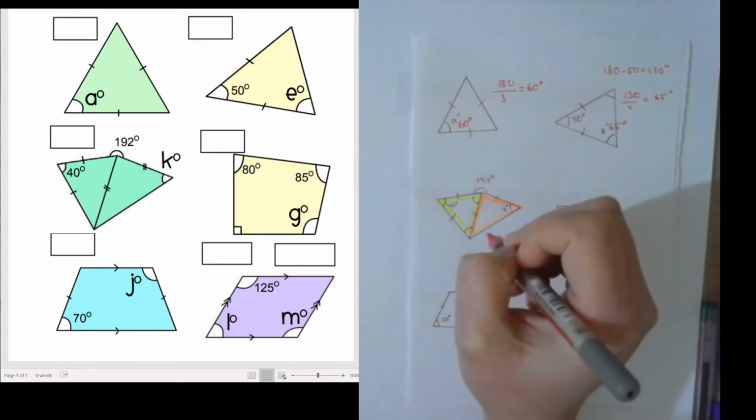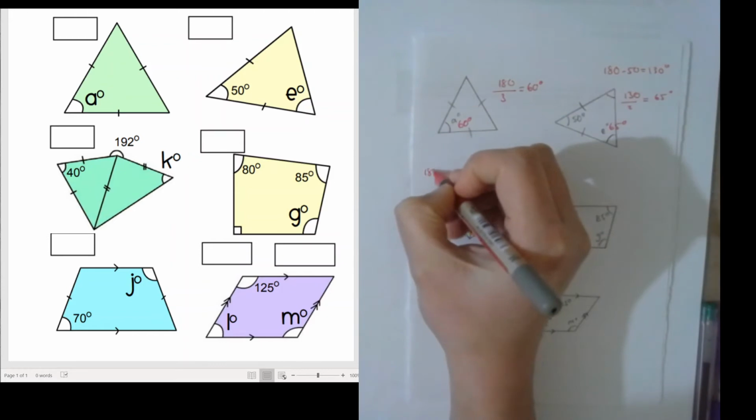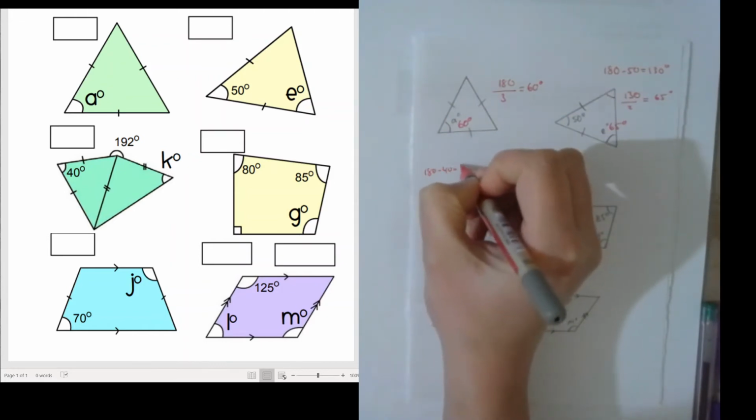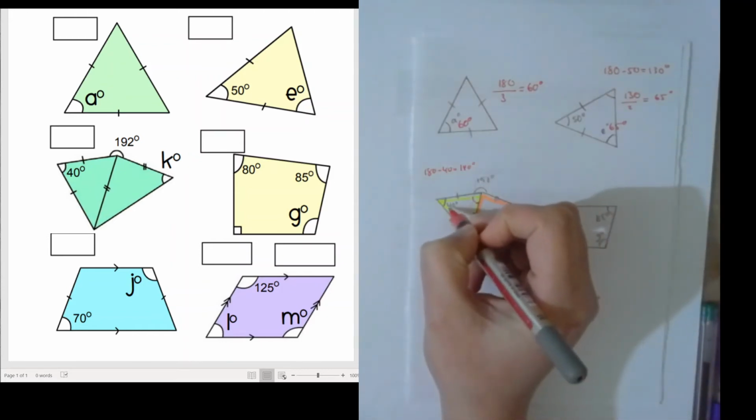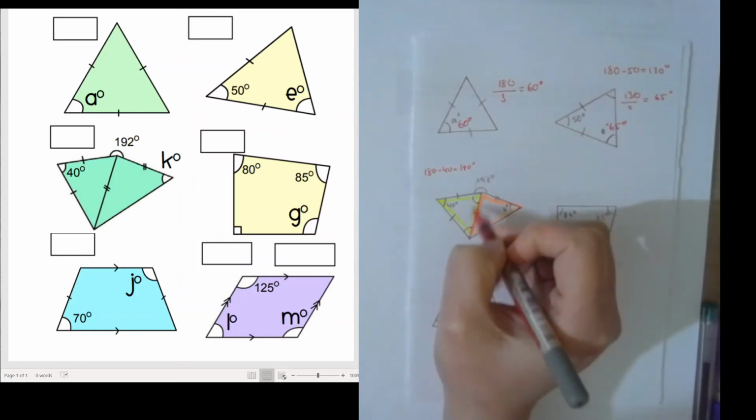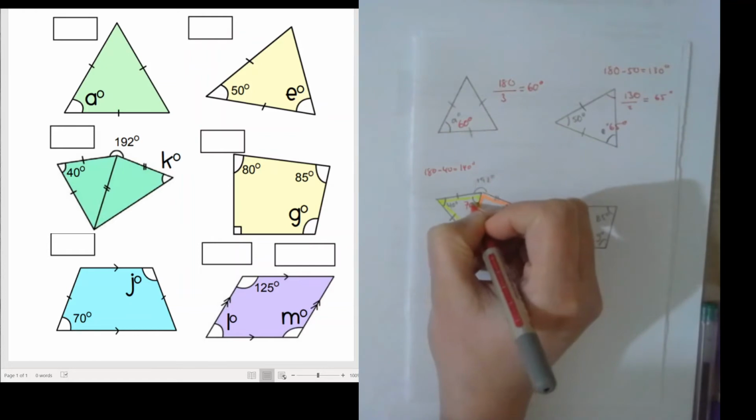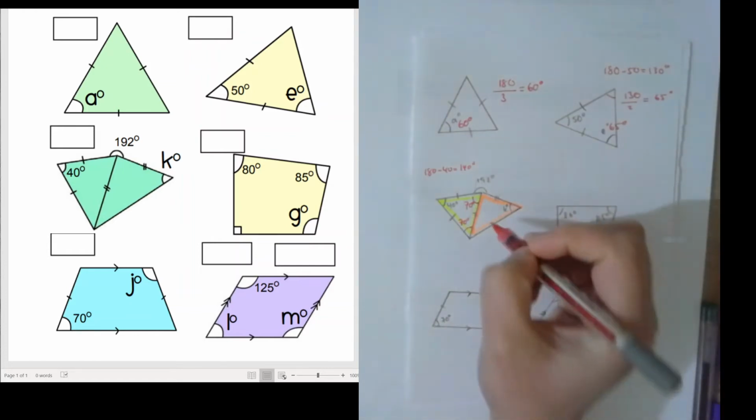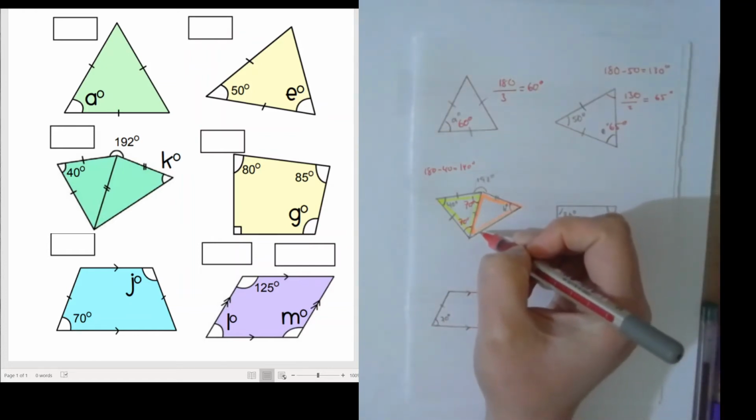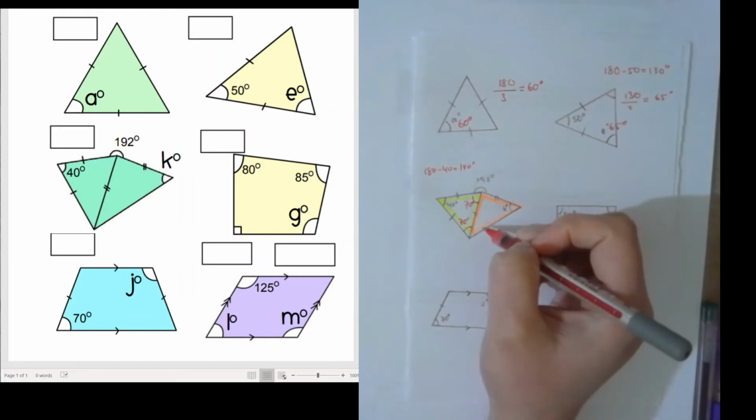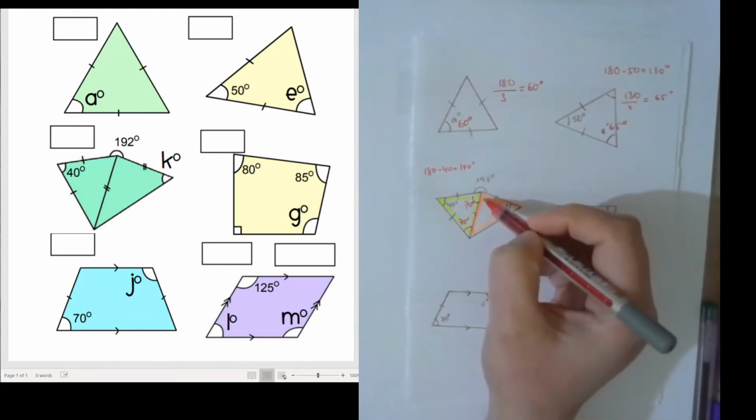So angles in a triangle add up to 180 degrees. I've got 180, take away 40 is 140 degrees, because that's 40. So these two must be 140 altogether, so it must be 70 by themselves. Okay, I cannot find out this angle here, so don't start looking at that angle until I get to something else. But can I find out that angle up there?